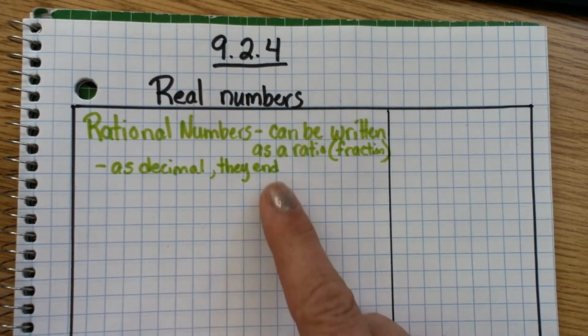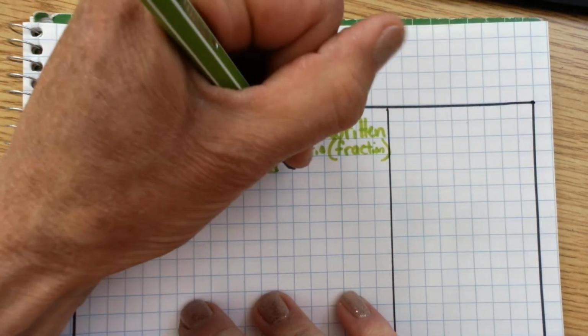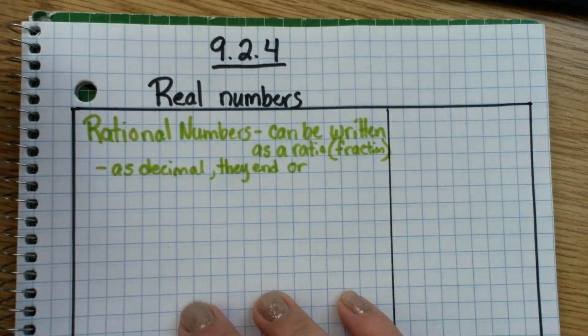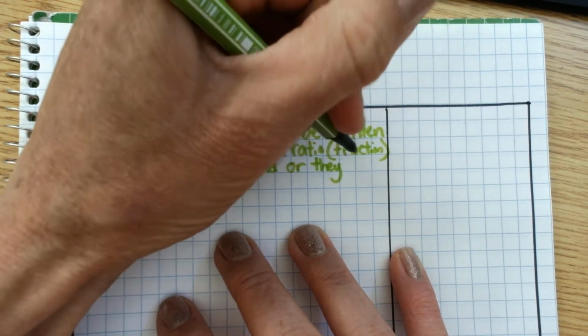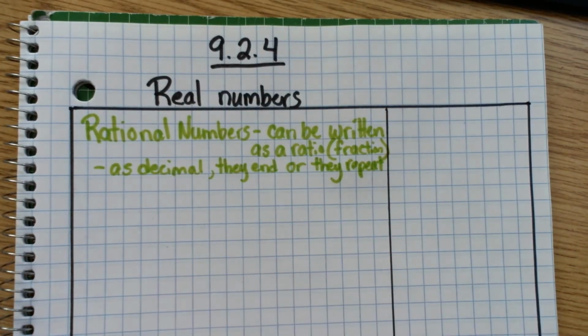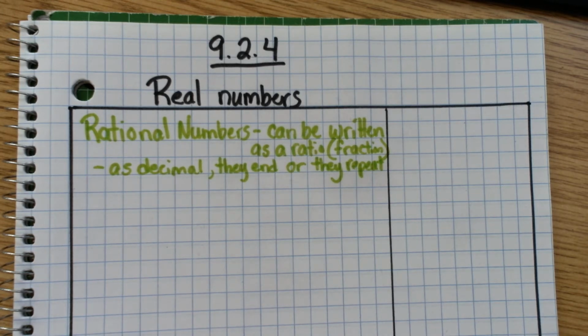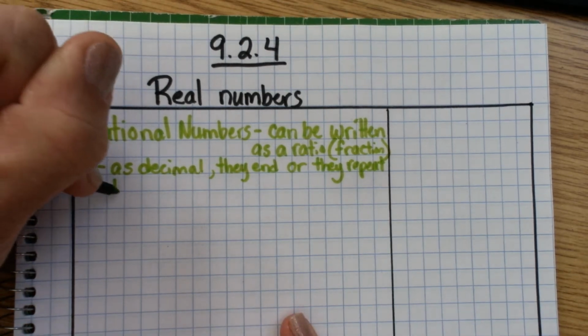Really, we say in math that they're terminating numbers, meaning like 4.5 is a terminal decimal. It has an end to it. Or if they don't end, they repeat, like 0.333333, etc. Okay? So rational numbers can be written as a ratio or a fraction, and as a decimal they end or they repeat. So some examples of rational numbers.